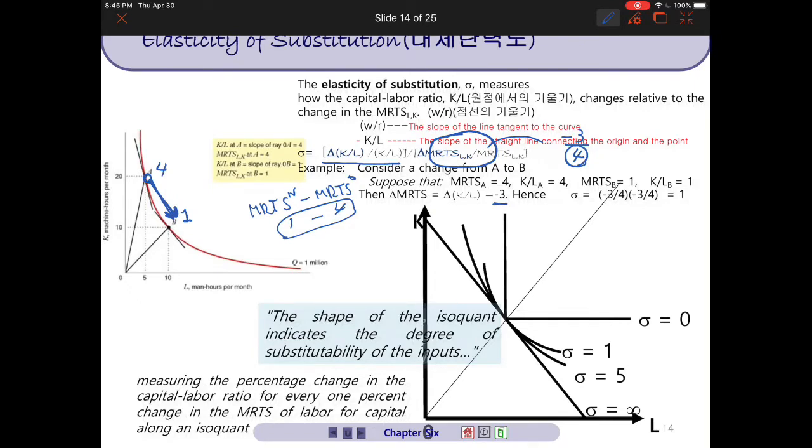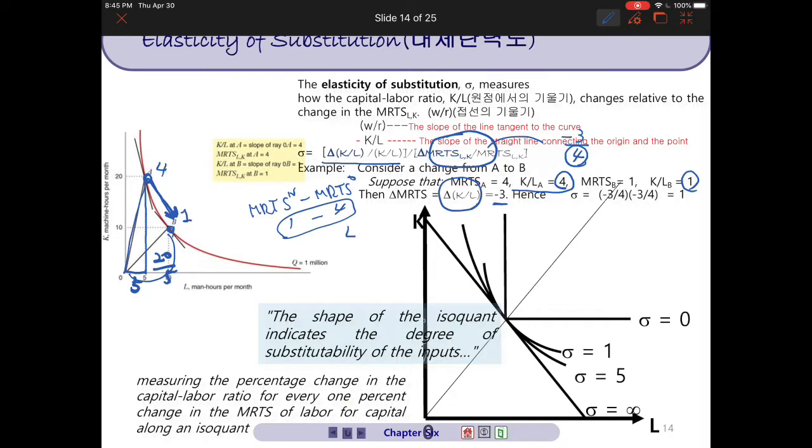Now what about the capital-labor ratio at point A? Imagine a triangle: the length is 5, the height is 20. So originally it was 20 over 5, which is 4. What about at the new point, B? This is (10, 10), so it should be 1. What about the change in this one?